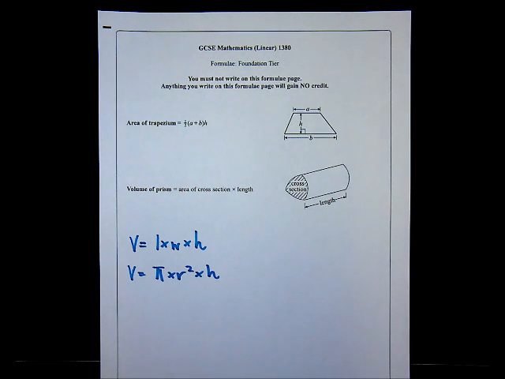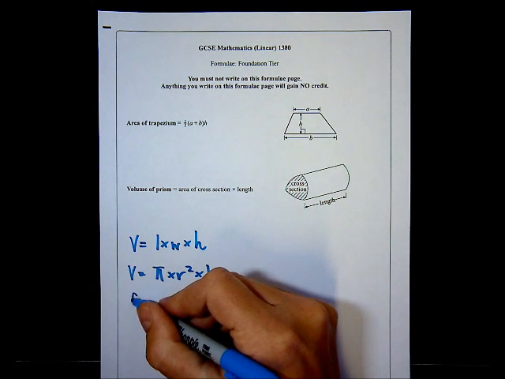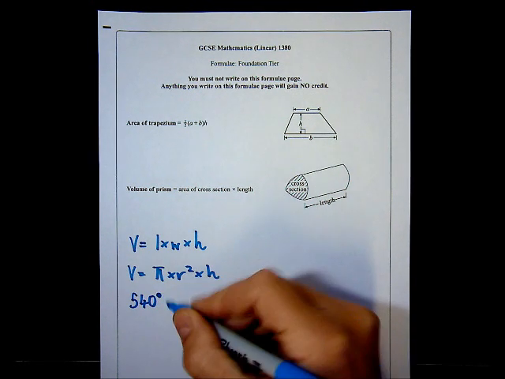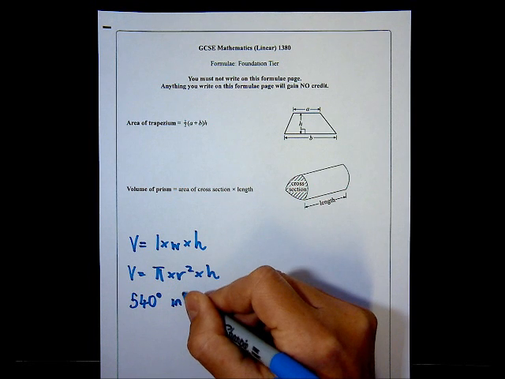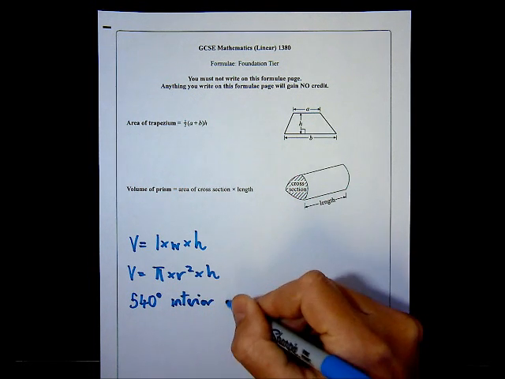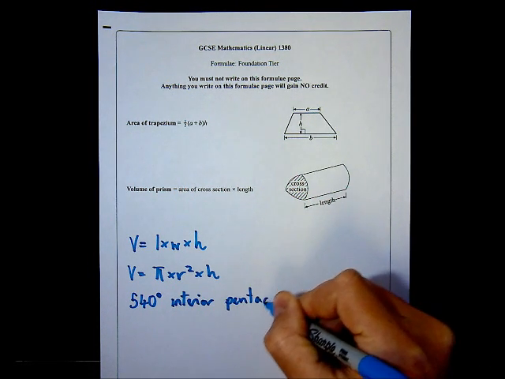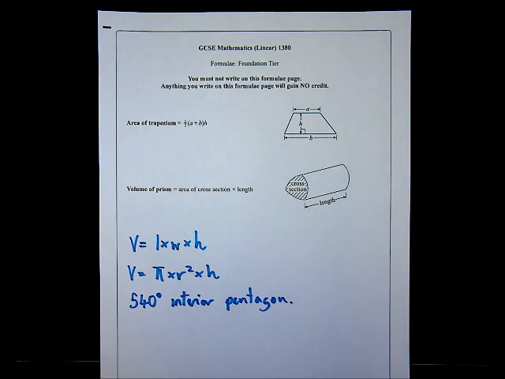I also might want to write down any facts that I think may be useful to me in the exam that I might forget. For example, that there are 540 degrees for the interior angles of a pentagon. Again, what you write down here will be individual to you.